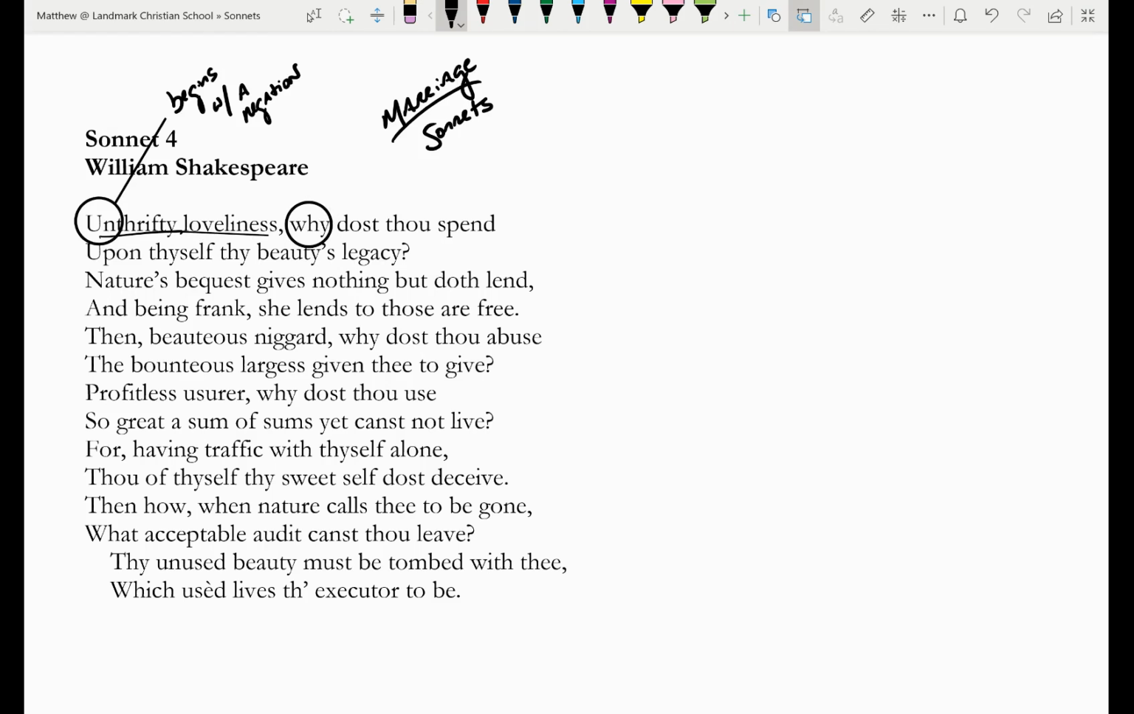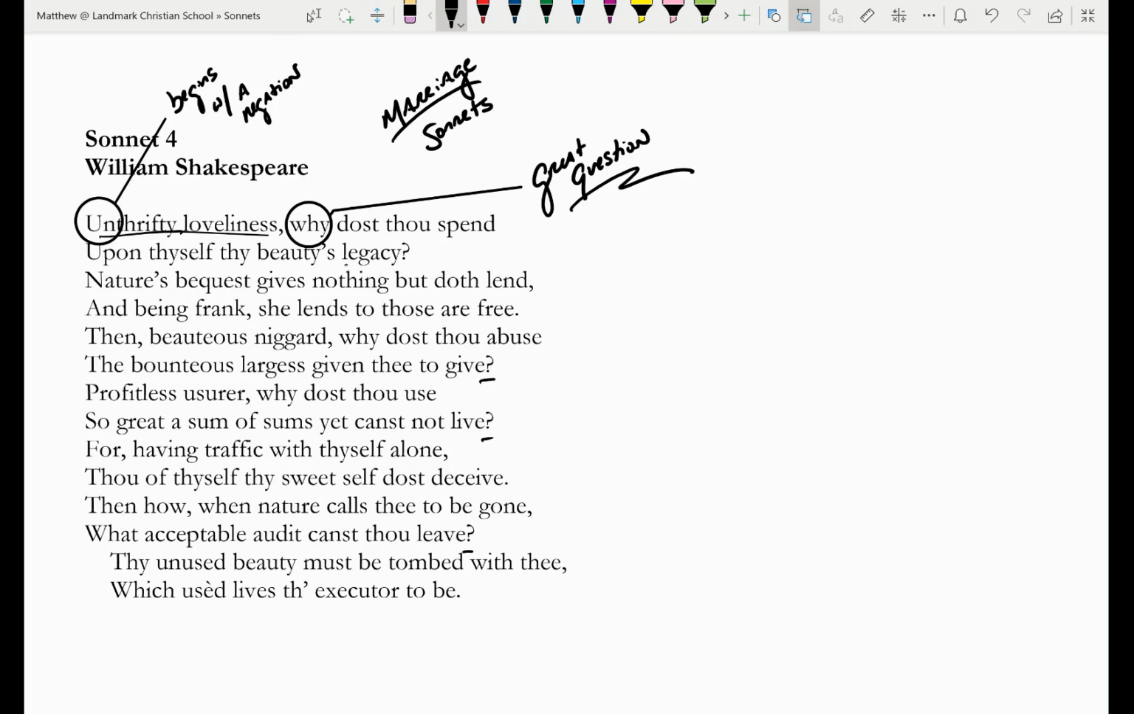And this opening question, there are several questions throughout the whole sonnet, but this opening question really packs into it the primary theme of this particular sonnet. Why do we spend upon ourselves our beauty's legacy? This is a great question. Why do we do this? Why do we spend upon ourselves thy beauty's legacy? And there are a couple things to notice.